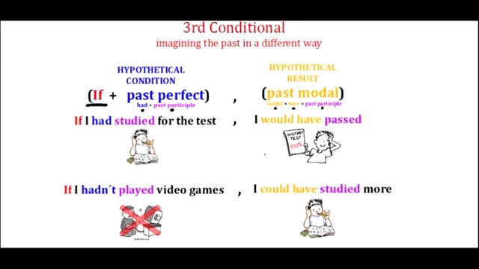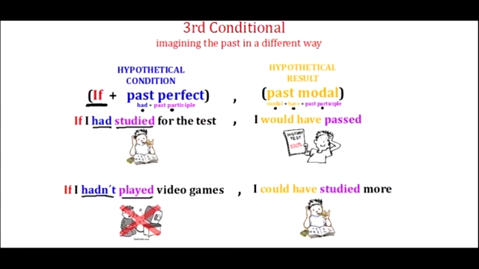Okay, so let's take a look. Let's read this. It says, if I had studied for the test, hypothetical condition, I would have passed. Hypothetical result. Right? Or let's take a look at the negative sentence. If I hadn't played video games, I could have studied more. Okay? So remember, our condition, hypothetically, we always use the past perfect. For example, if I had studied for the test, that's the past perfect. Or if I hadn't played, that's the past perfect, right, for our hypothetical condition.